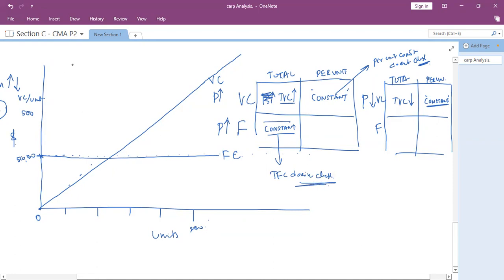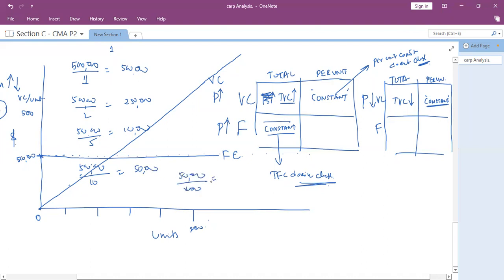Yes. Now you tell me, if 500,000 and one unit, what is your fixed cost per unit? 500,000. 2 units, what is your fixed cost per unit? 250,000. 5 units? 100,000. 10 units? 50,000. 2,000 units, what is your fixed cost per unit? 250 per unit, correct? 500,000 divided by 2,000, yes, 250, sir.